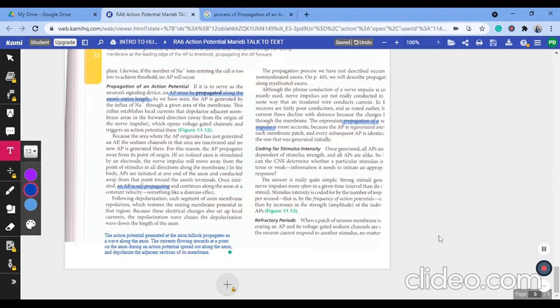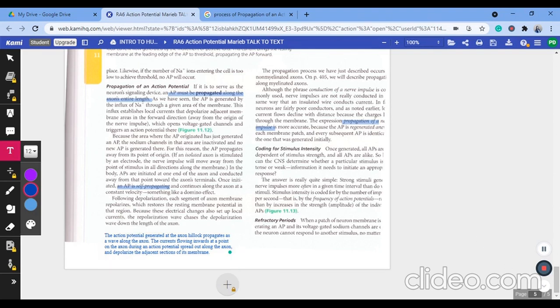Okay, so I put a small annotation right here just to add a bit of information that I know of about this process of propagation of an action potential. The action potential generated at the axon hillock propagates as a wave along the axon. The currents flowing inwards at a point on the axon during an action potential spread out along the axon and depolarize the adjacent sections of its membrane.